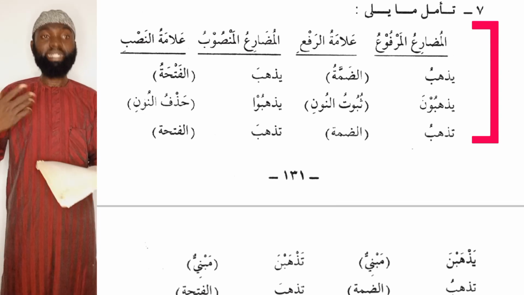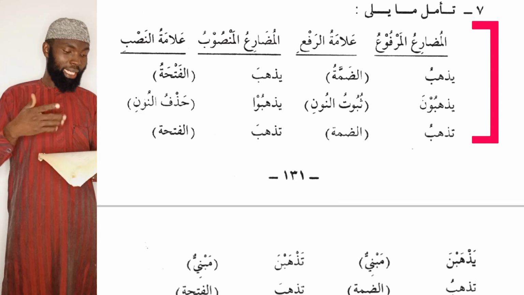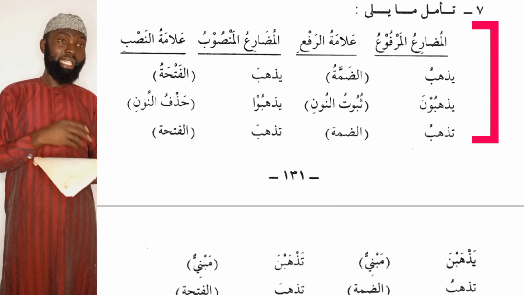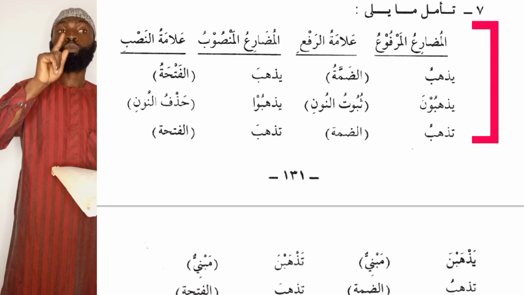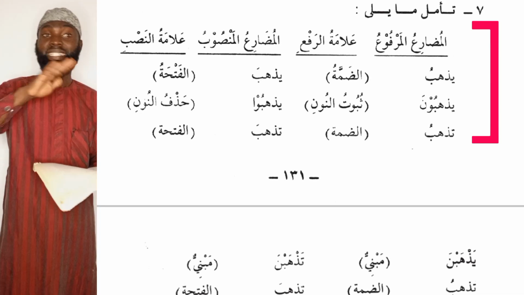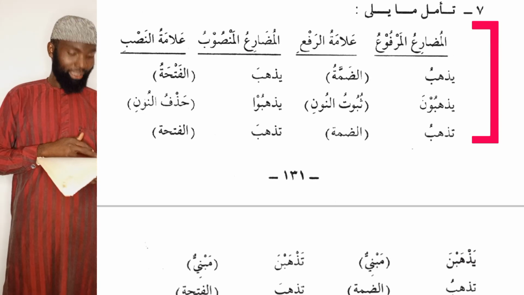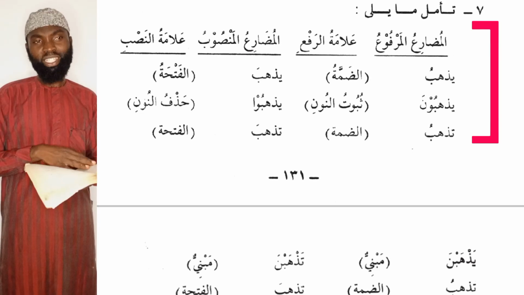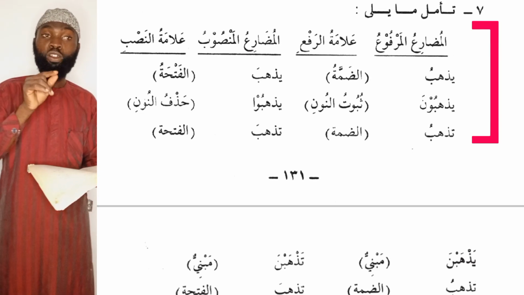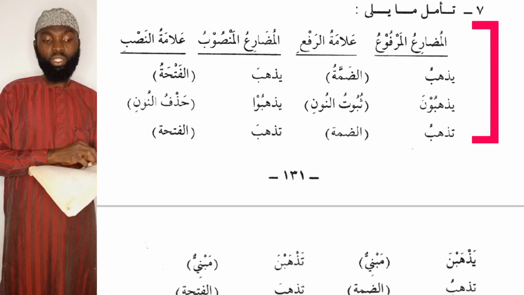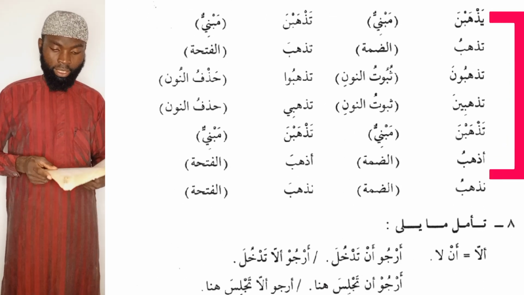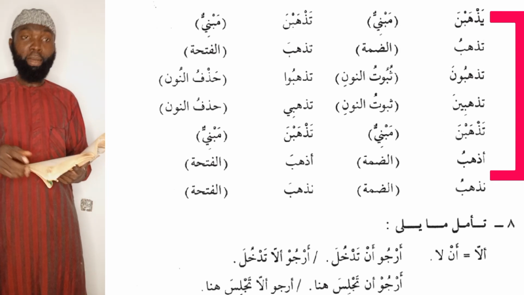Then tadhabu, the sign is also a dhamma. Then the word yadhhaba, the sign is fatha, because yadhhaba is not carrying fatha. So the sign of its subjunctiveness is that it is carrying fatha. It is nasbu, it's carrying fatha. Then yadhhabu, what makes it to be? What's the sign? The sign is the removal of the noon. Then tadhabu, the sign is also fatha. MashaAllah. Tadhabna, it is mabniyun.